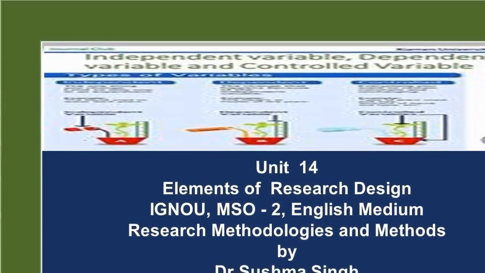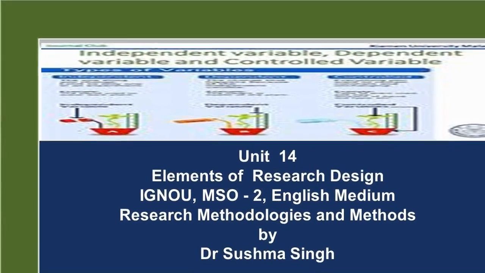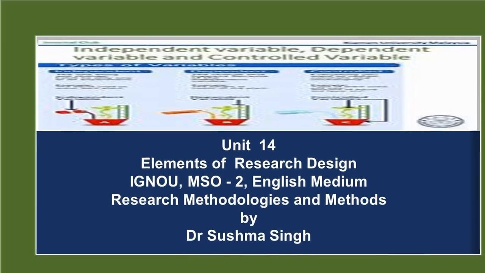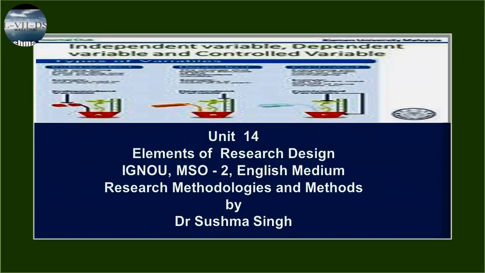Let us start discussion on Unit 14, Elements of Research Design. Research design is a kind of blueprint that you prepare before actually carrying out research. It is a systematically prepared outline stating the manner in which you plan to carry out your research.